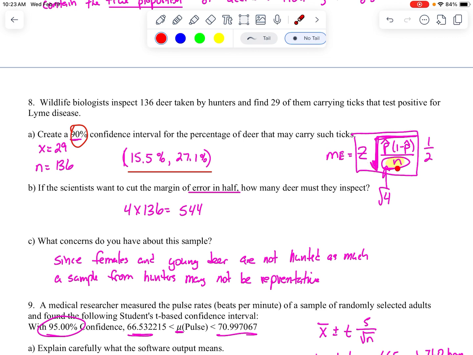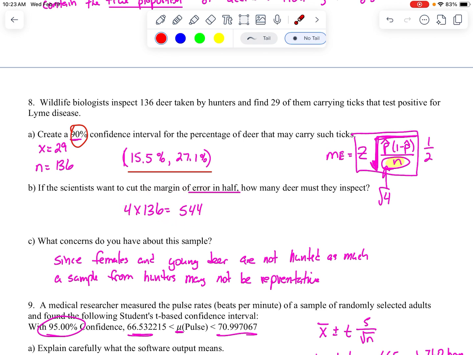Since all of this is underneath the square root, my sample size is what's going to change. Because we ended up taking a square root of this number, to cut it in half, this needs to end up being a 2. So because it's a square root, it has to be the square root of 4, which turns into this 2. So working backwards, I have to take my sample size times 4, and that's the moral of the story. To cut my error in half, I'm going to take that original sample size times 4, and so 544 deer.